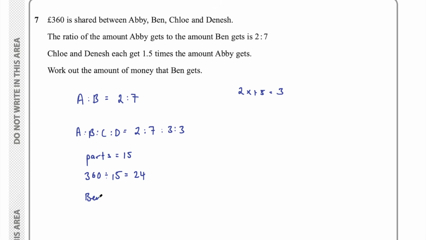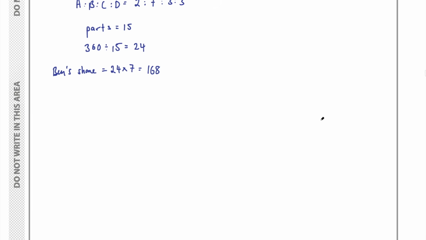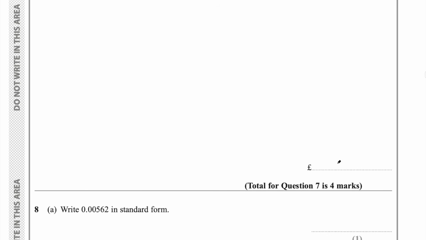So Ben is going to get 24 times 7. I should say Ben's share, not Ben. Ben does not equal 24 times 7. It's Ben's share. Okay, and this is 168. So final answer is 168 pounds for Ben. And that was question 7 for 4 marks.